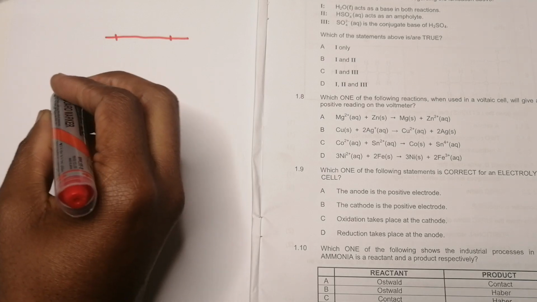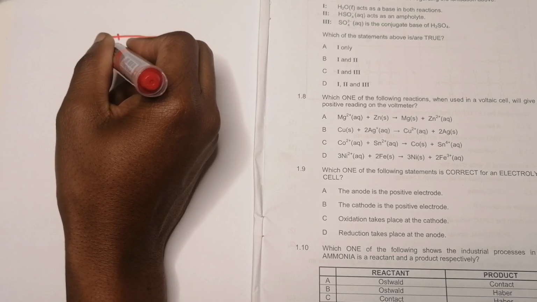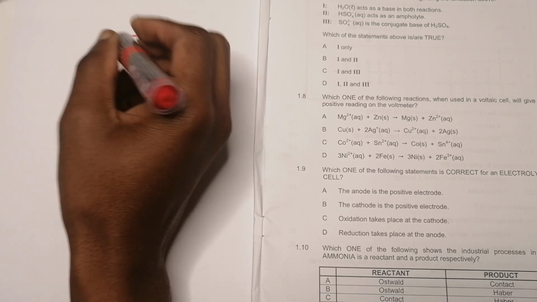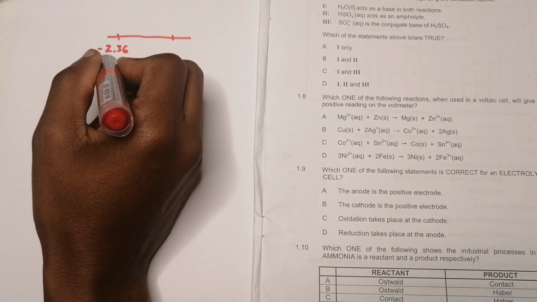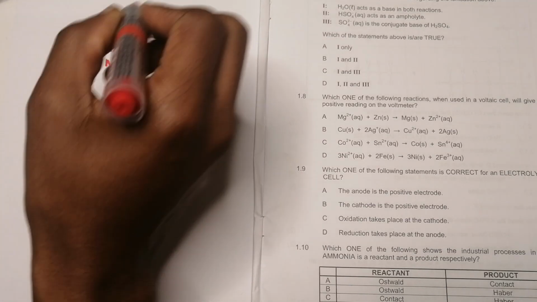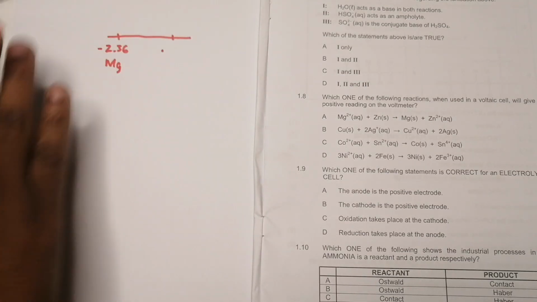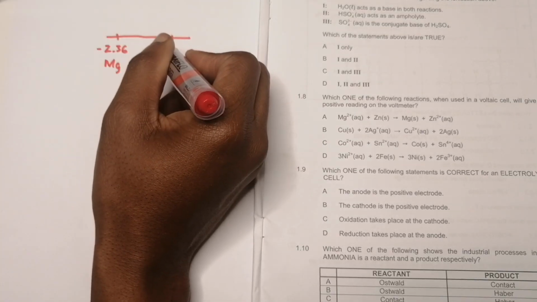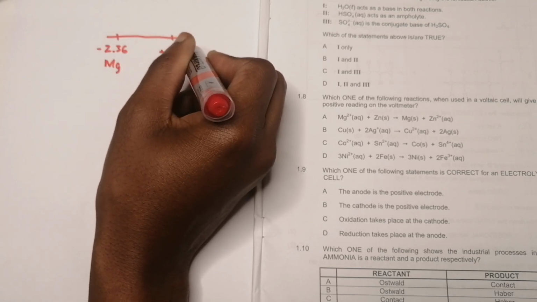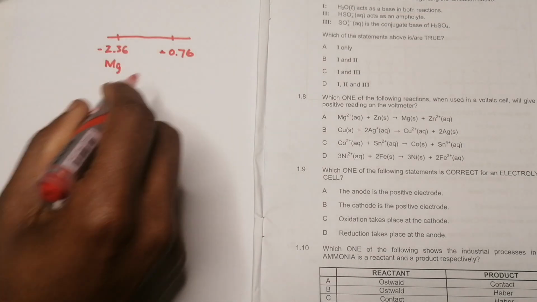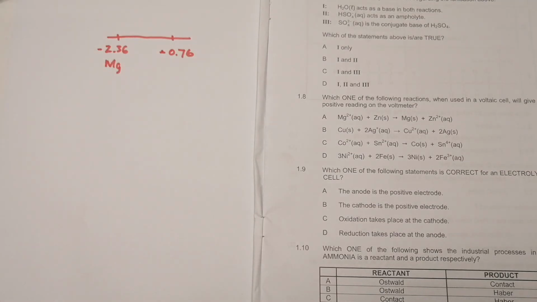So which one has a smaller value? In my number line method, for those of you who haven't checked it, please see the videos that I've made on that. So this would be magnesium, and this would be zinc. Remember, in the number line you always go from the smaller number to the bigger number. So zinc would be minus 0.76. Both of them are negative in this case, but obviously this one is a bigger number than minus 2.36.